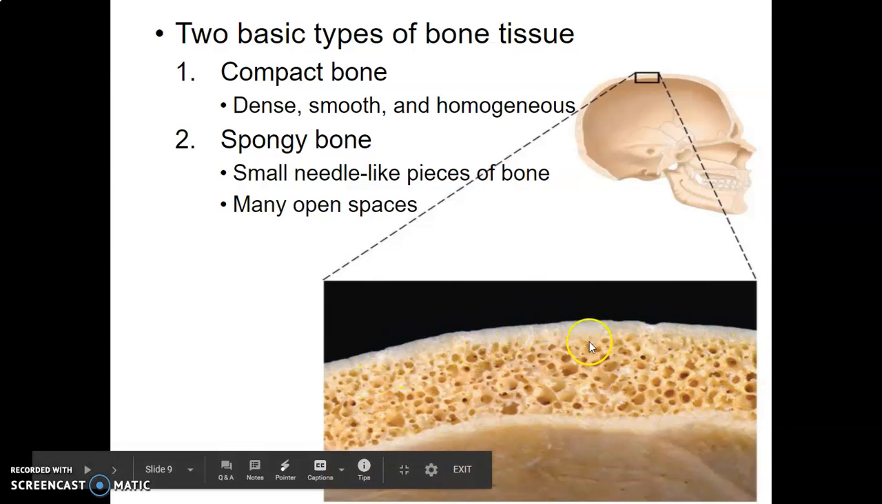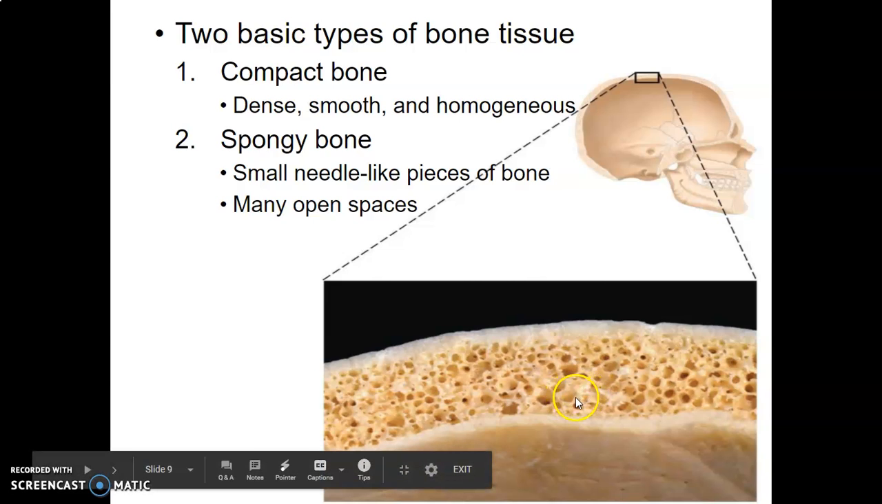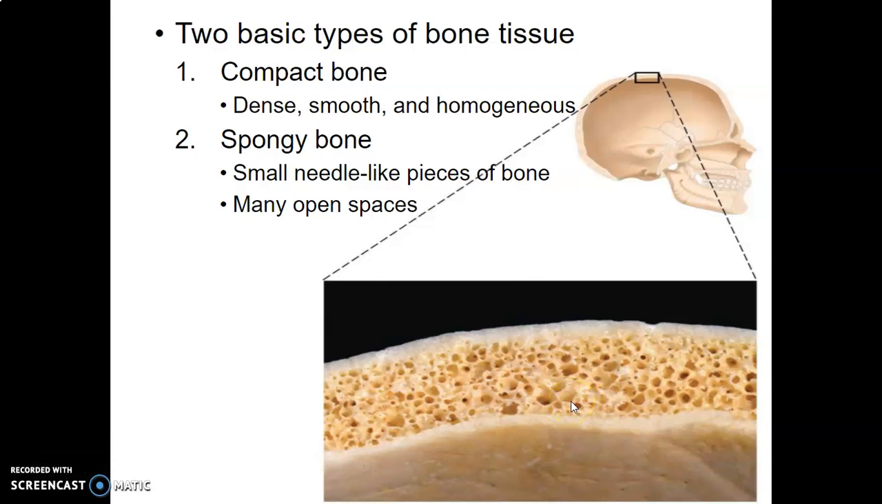Spongy bone is this middle substance, however. Now, this is not soft like we would think a sponge would be. No, it is spongy because of the way that it looks with these pores, these many open spaces. They're small needle-like little pieces of bone all throughout there.